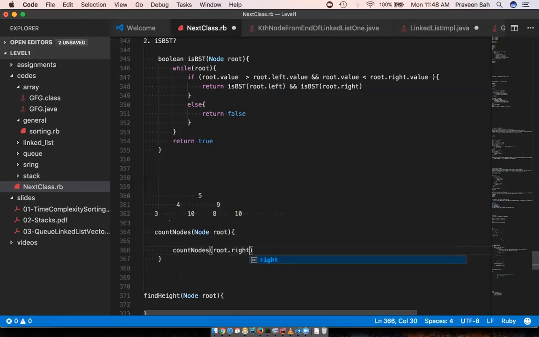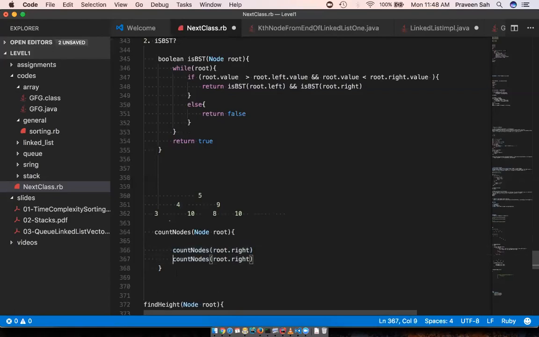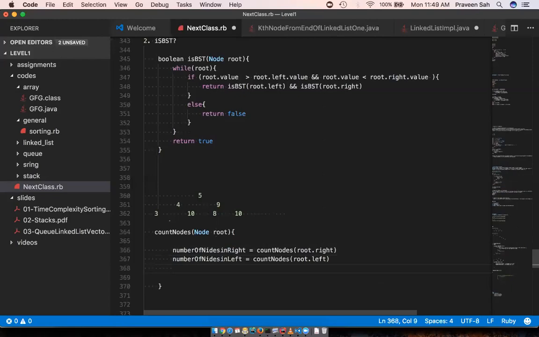Can we call this for the root dot right node, and similarly for the left, to get the number of nodes in the right subtree? Since this is a recursion, we know this will work in the left subtree. Now suppose we have calculated this recursively. What will you do? Suppose you call it. Yes. So now we got the right and left.